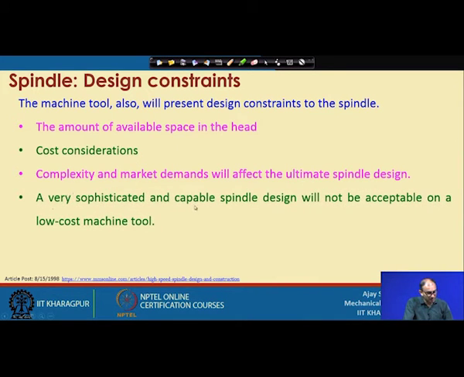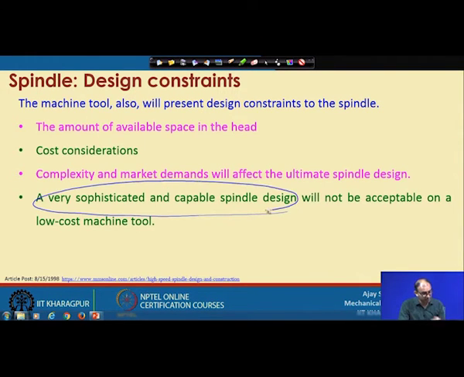A very sophisticated and capable spindle design will not be acceptable on a low cost machine tool. That is very important, because suppose you have a spindle rotating at 50,000 RPM, but your machine tool does not have that much stiffness. When you are rotating, you also demand something from the machine tool. We have seen in the different components that your base should be polymer granite, and you have different types of motion, air bearings, and linear drives for linear motion. If those sophisticated components are available in the machine tool, then it is better to spend some money on a sophisticated and capable spindle design.